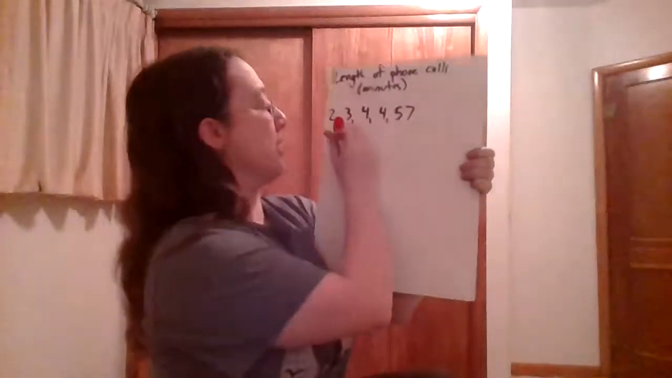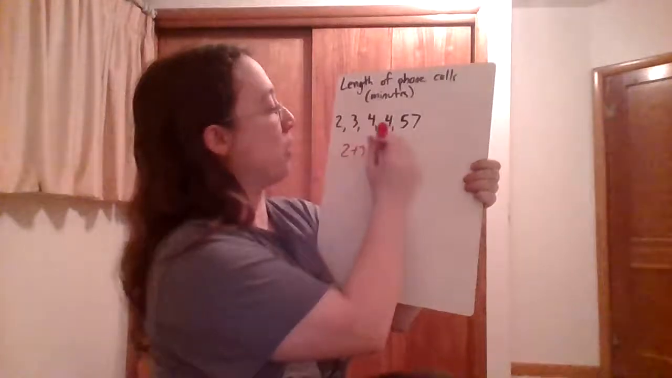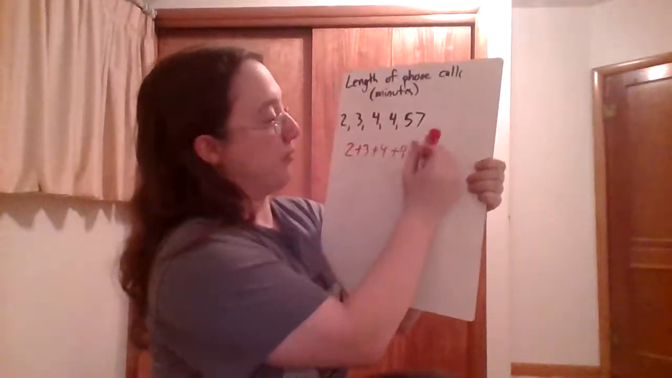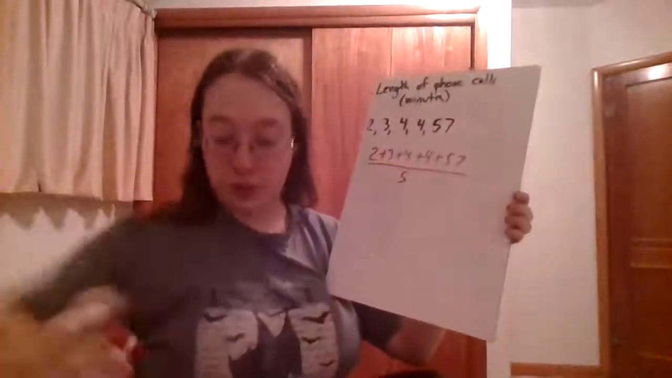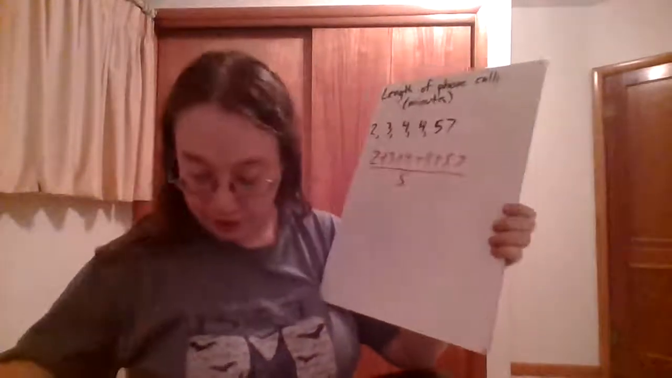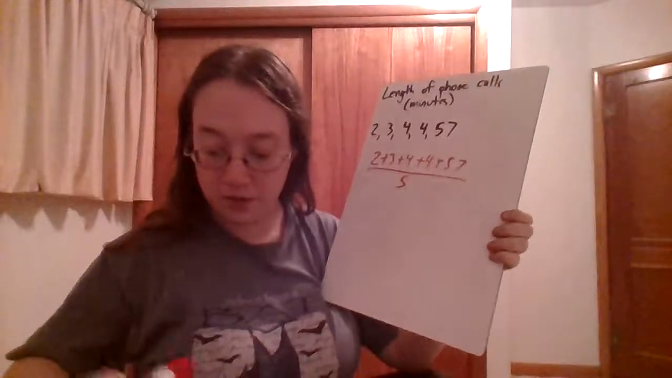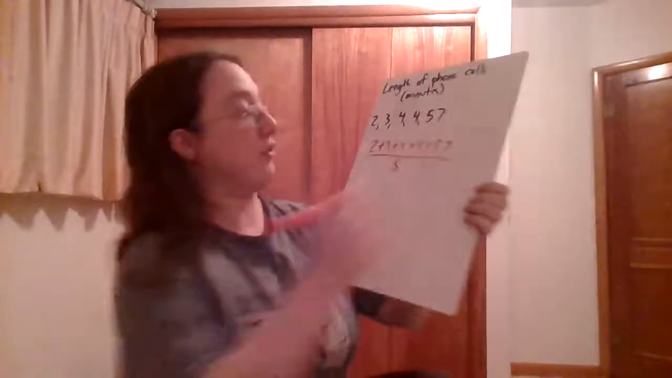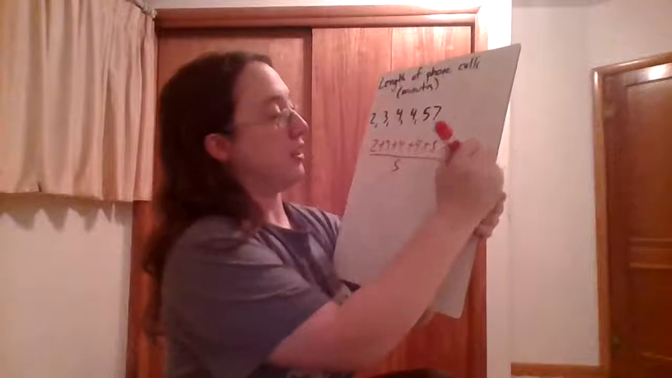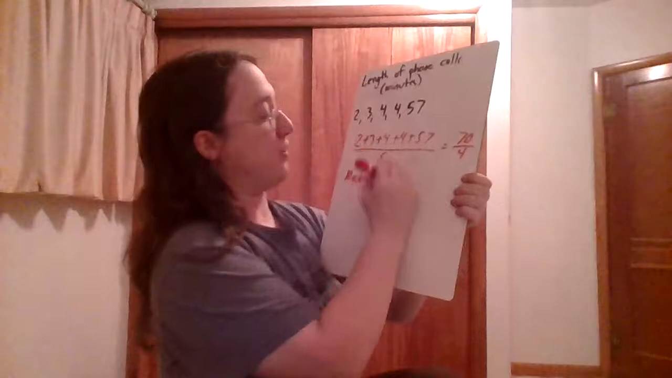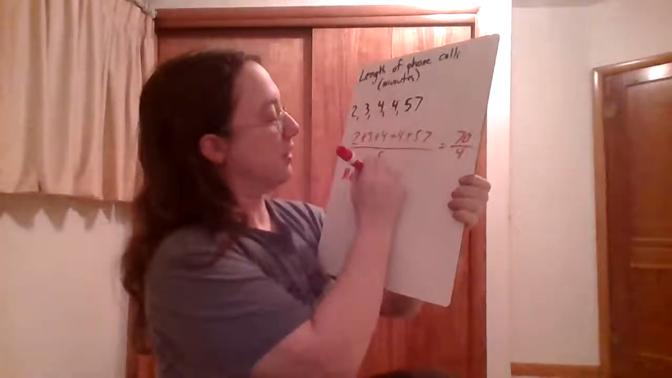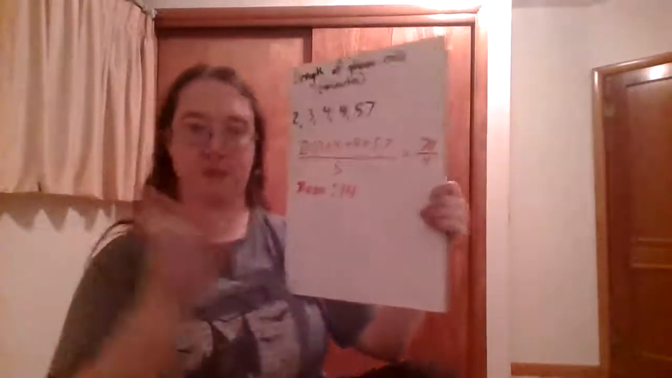So if we want our mean, we're going to take 2 plus 3 plus 4 plus 4 plus 57. Divide by 5. Grab the calculator. So we get 2 plus 3 plus 4 plus 4 plus 57, which gives you 70. Divide by 5 and you've got your mean is 14. So that's what we usually think of as average if you hear that word.